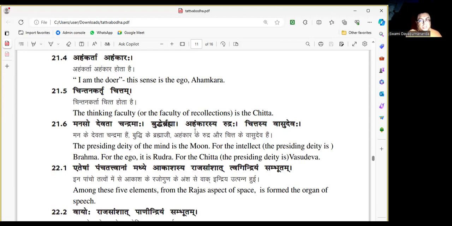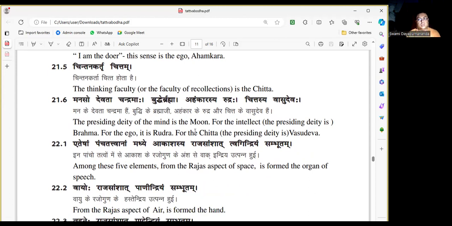So: Manaso devata Chandrama, Buddhir Brahma, Ahankarasya Rudrah, Chittasya Vasudevah. Four presiding deities. The devata of Manas is Chandrama, the moon. Then for Buddhi, the devata is Brahma. And for Ahankara, the devata is Rudra. And for Chitta, the presiding devata is Vasudeva. Four devatas enumerated, one for each. For the mind, Chandrama: the mind is linked to the moon.